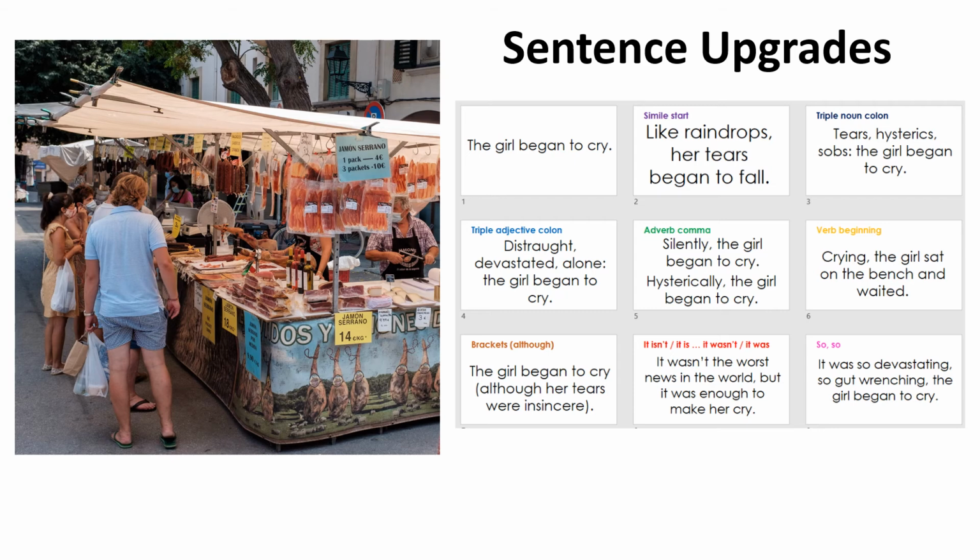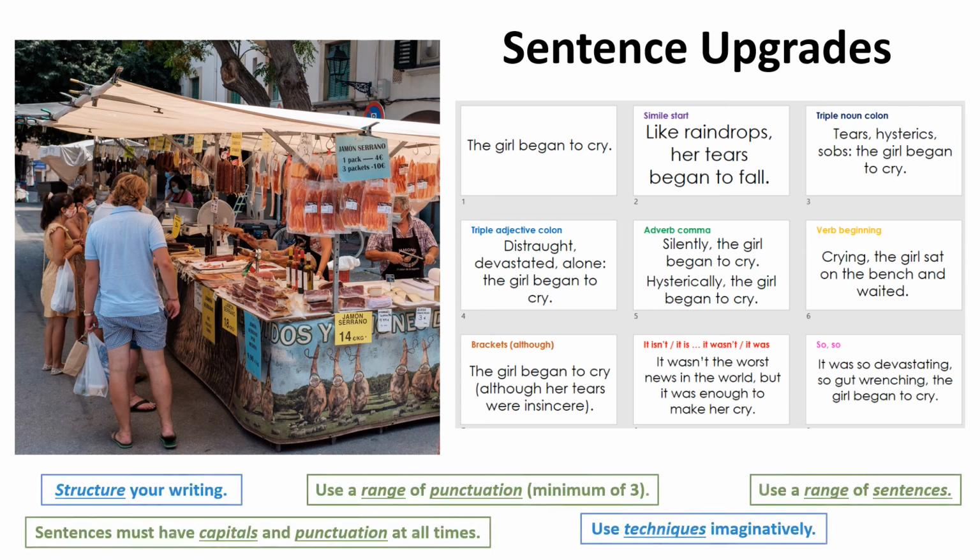Why do we keep going on about sentence upgrades? Why are they important? Well, here you go. There's 5 places where you are hitting the mark scheme. You're structuring your writing, not on a big scale, but on a small scale, because you are structuring your sentences. You are using a range of punctuation. Look what you've got there. You've got a comma, you've got brackets, and you've got a colon. There is your range of punctuation, which is the next box.